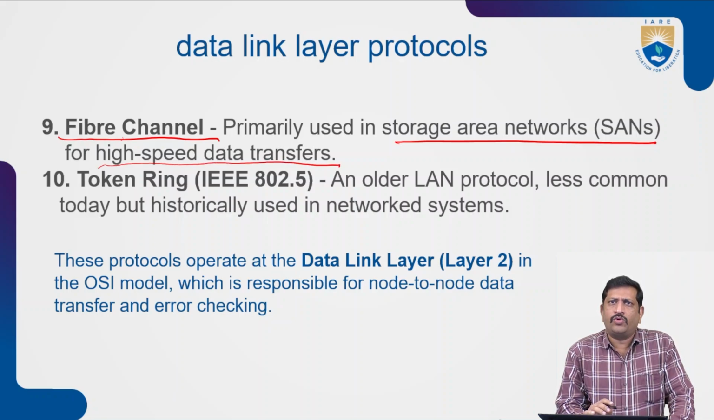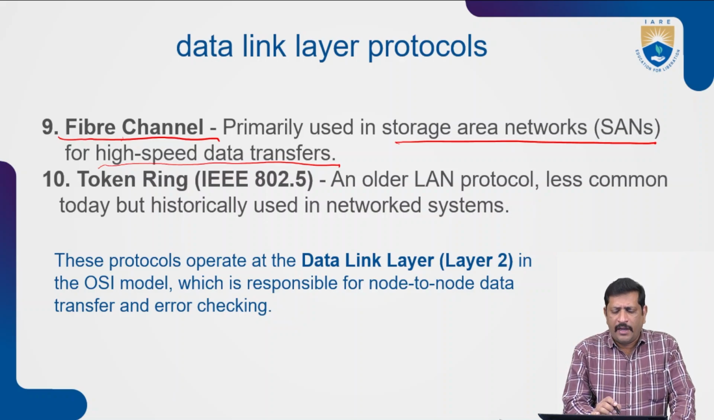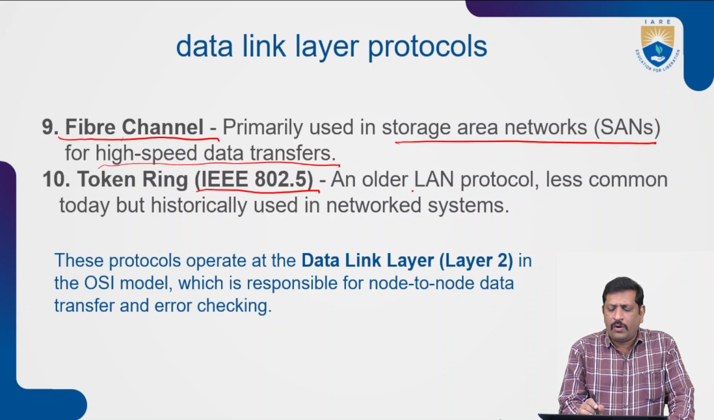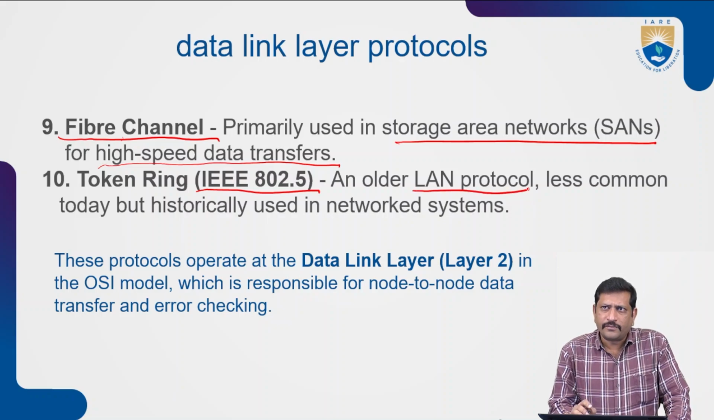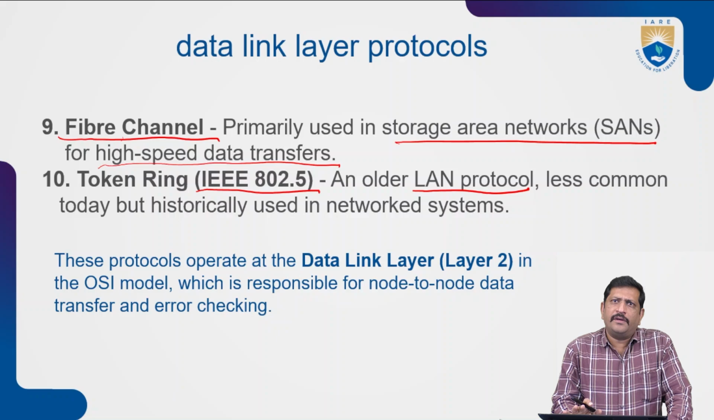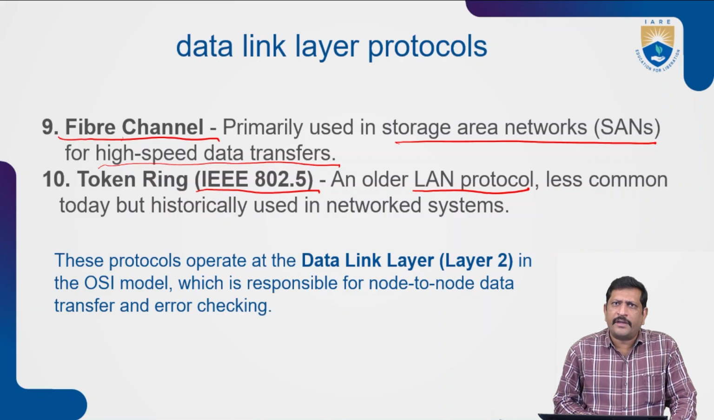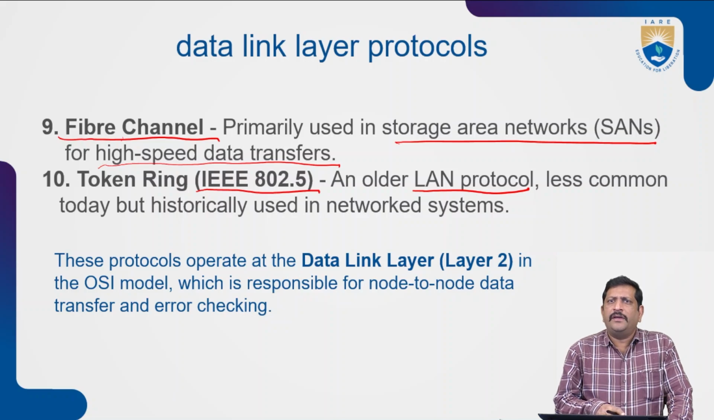Token ring protocol, that is IEEE 802.5. It is a token ring protocol. It is also an old local area network protocol. That means the network is organized systematically, with devices connected in the form of a ring, in the form of a token ring. So the data packets are effectively transferred between the devices.